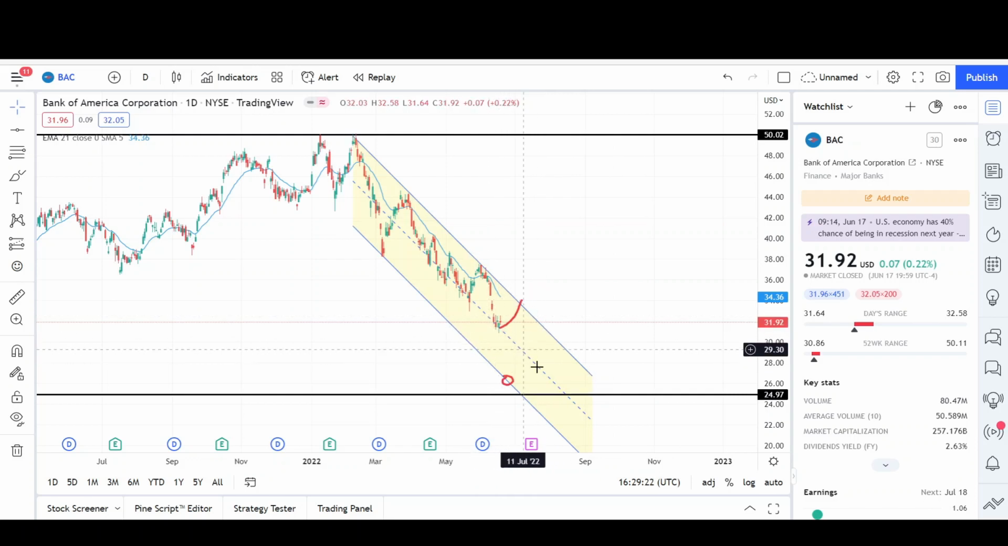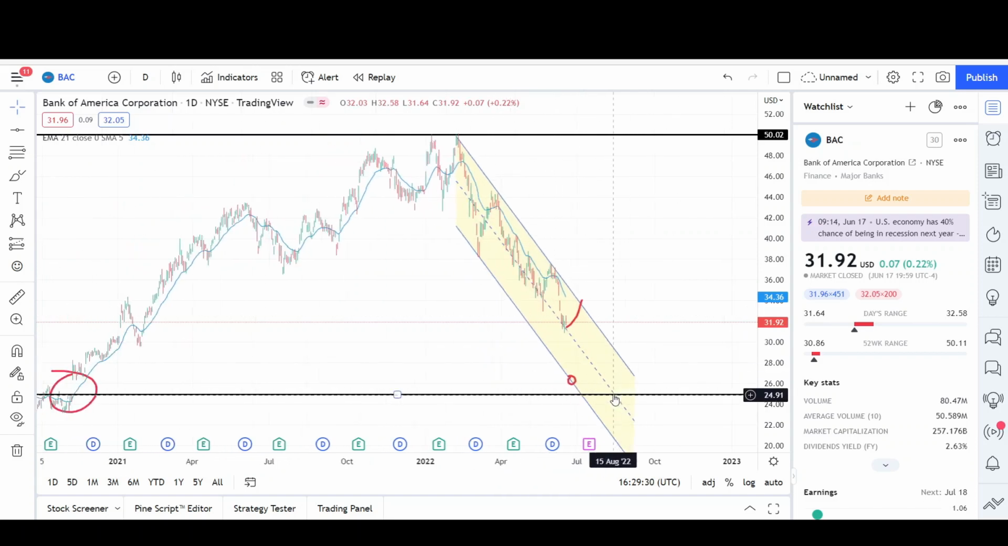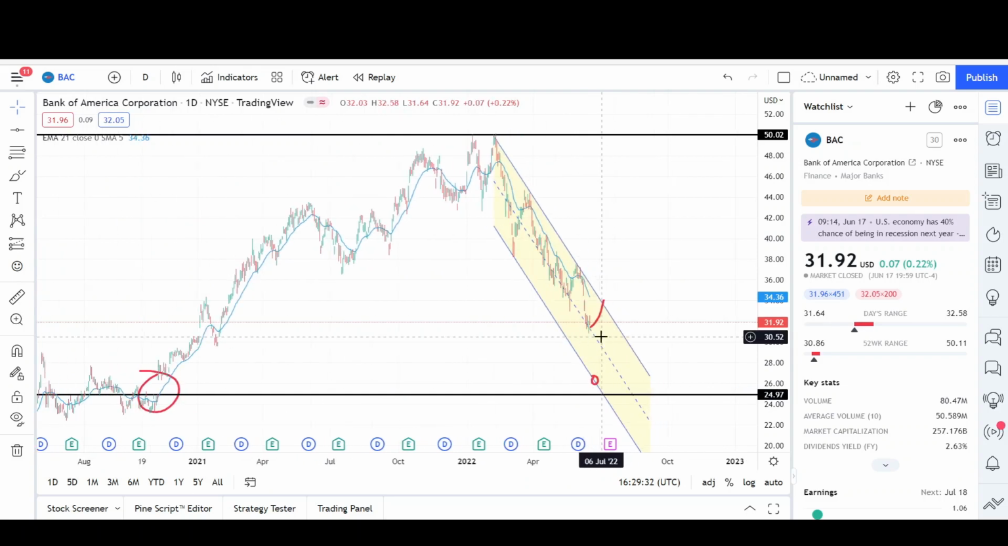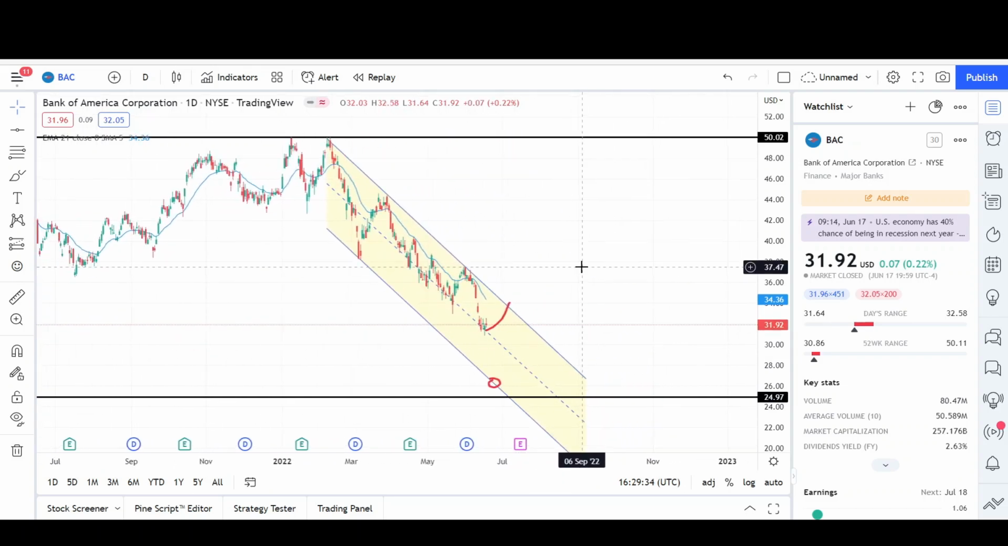You can see that the angle is pretty sharp. The sharper the angle, the quicker we're gonna get to these targets. So we could get here probably in the next couple of months, maybe September. Now, is that going to be the bottom? Maybe, maybe not. There is a measured move that could potentially be reached.